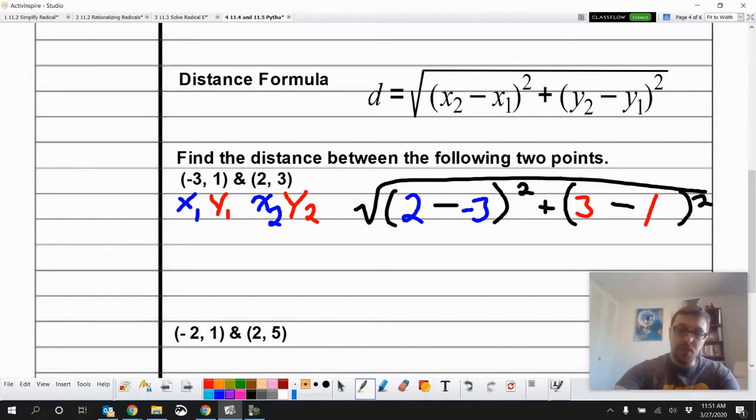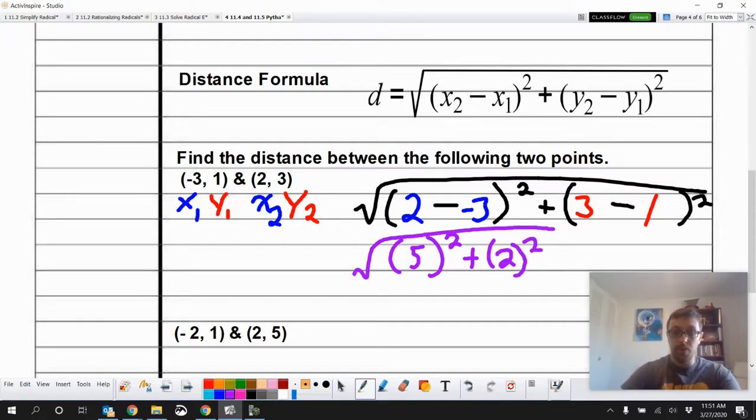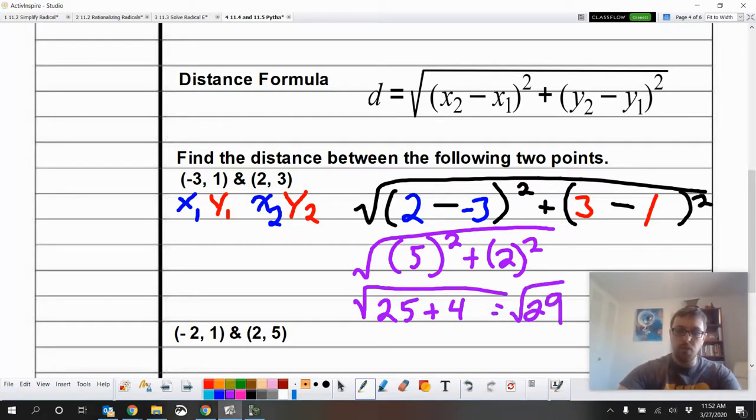2 plus -3, that's 5 squared. And then 3 minus 1, that's 2 squared. Still all being square rooted. I haven't done any square roots yet. So 5 squared, that's 25, plus 4 equals the square root of 29.